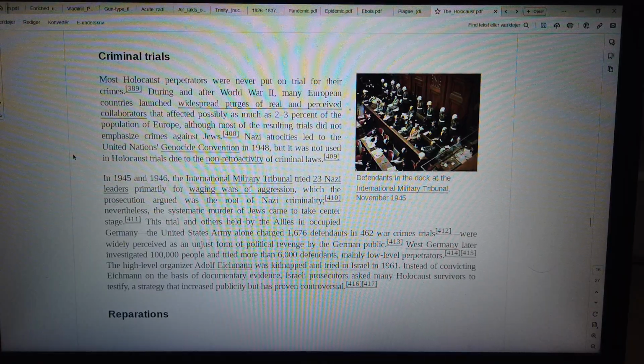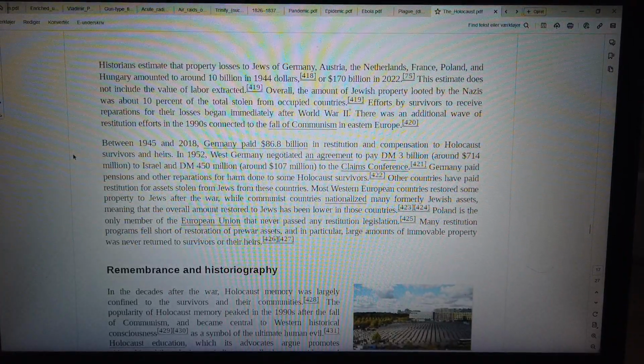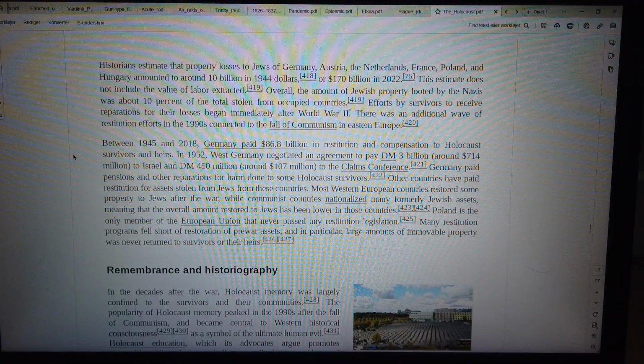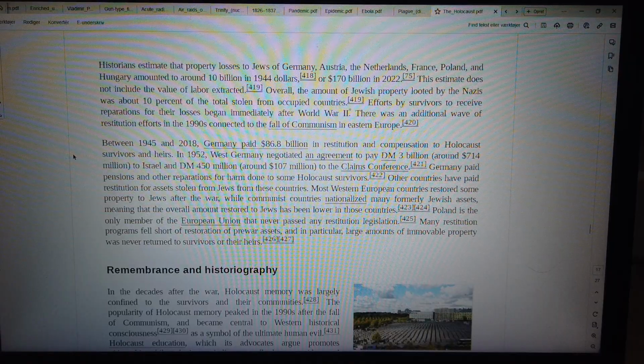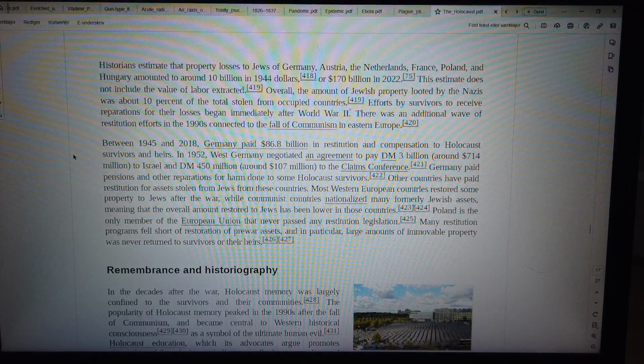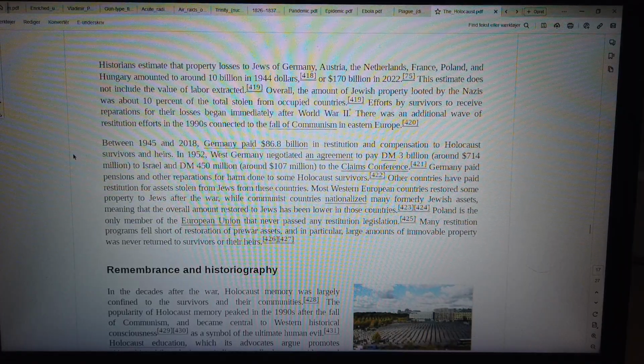Reparations. Historians estimate that property losses to Jews of Germany, Austria, the Netherlands, France, Poland, and Hungary amounted to around $10 billion in 1944, or $170 billion in 2022. This estimate does not include the value of labor extracted. Overall, the amount of Jewish property looted by the Nazis was about 10% of the total stolen from occupied countries.